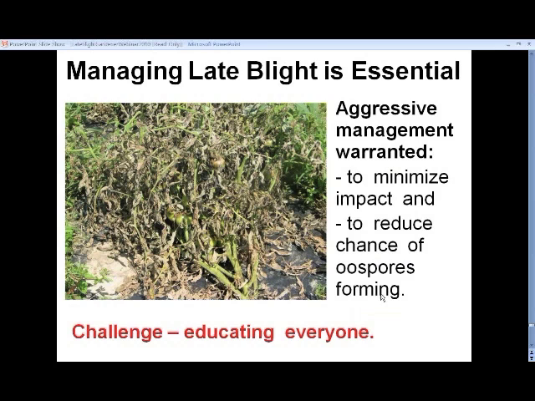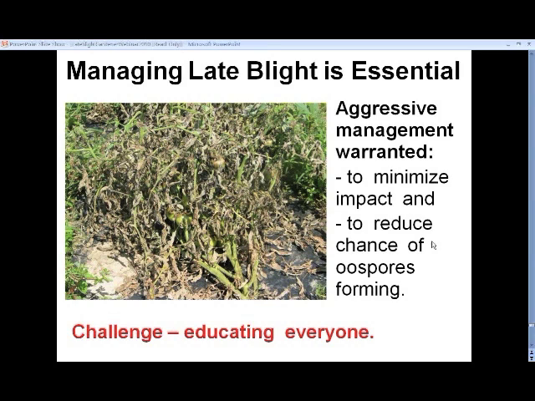So hopefully you've gotten the take-home message, which is that managing late blight is essential. We've got to have an aggressive management program. It's warranted to minimize the impact to other gardeners, to other farmers. If you don't manage late blight in your garden, you are putting other gardeners and farmers at risk of having late blight develop.